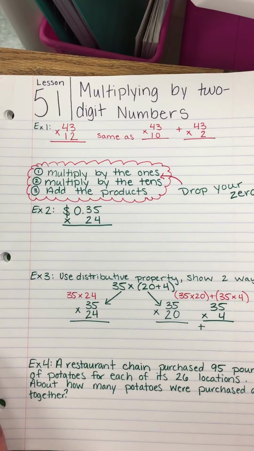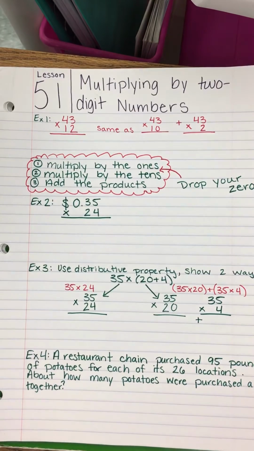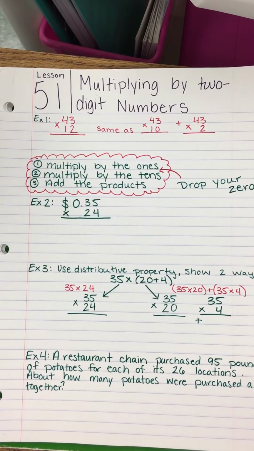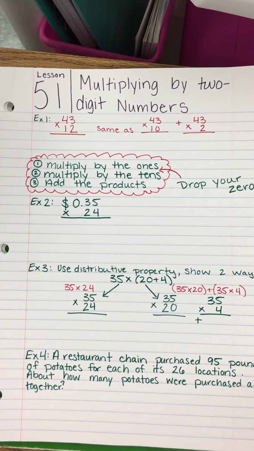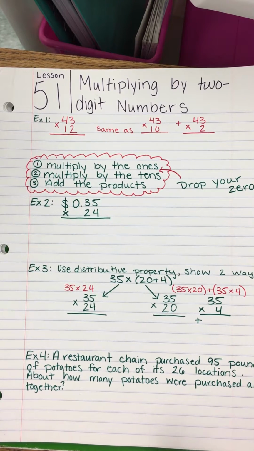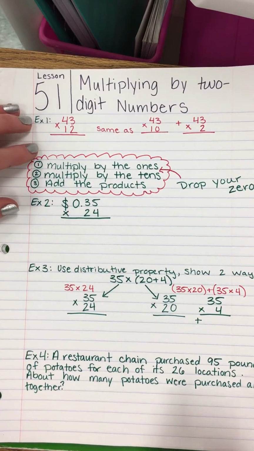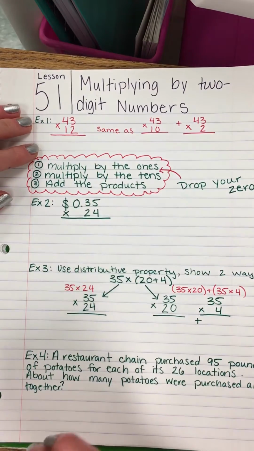Okay, lesson 51. Multiplying by two-digit numbers. When we multiply by a two-digit number, we really multiply twice. We multiply by the tens and then we multiply by the ones. Here we are multiplying 43 by 12. Since 12 is 10 plus 2, we can multiply 43 by 10 and then 43 by 2, and then we add the products. So we are going to do it both ways, and then I will show you how they're the same.